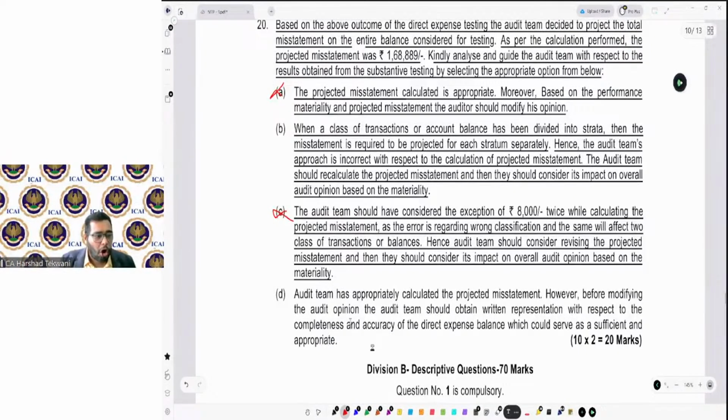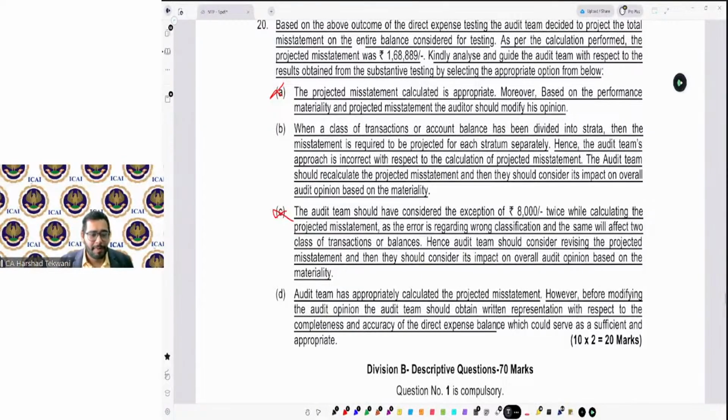Option D: audit team has appropriately calculated the projected misstatement. At the first sentence, I'll say this is not a correct option because they have not calculated appropriately. But still, let's read. However, before modifying the audit opinion, the audit team should obtain written representation with respect to the completeness and accuracy of direct expense balance, which could serve as sufficient and appropriate audit evidence. So, as I said, option D is incorrect because they have not calculated the projected misstatement appropriately. So, the correct option will be option B.